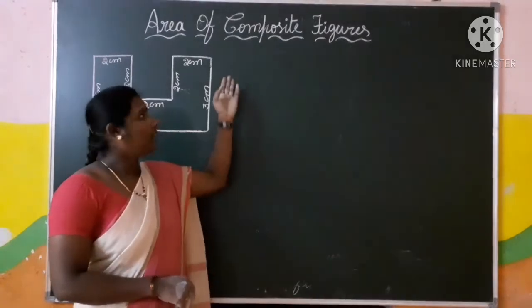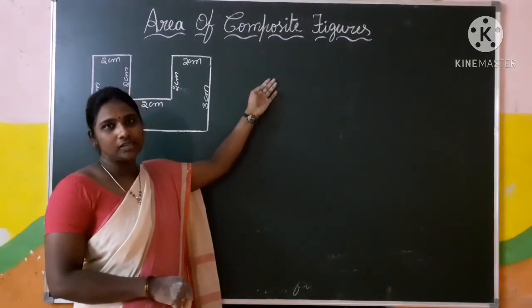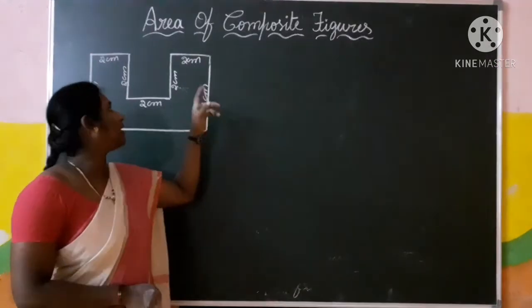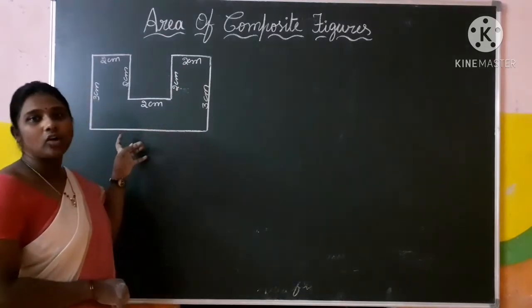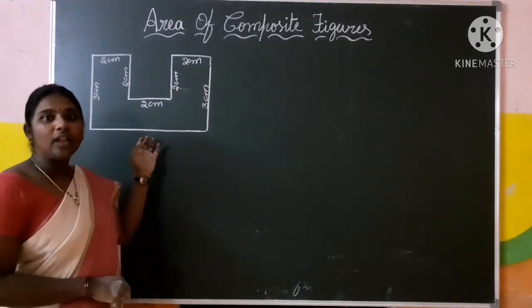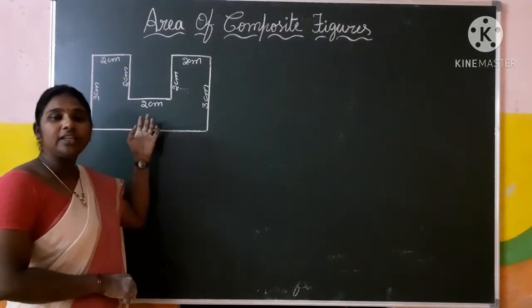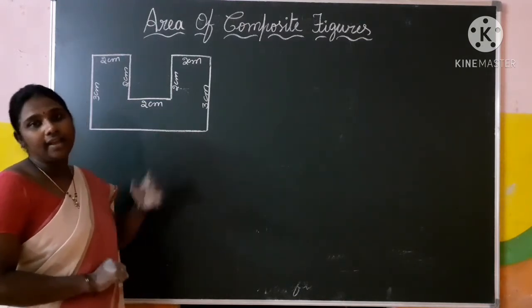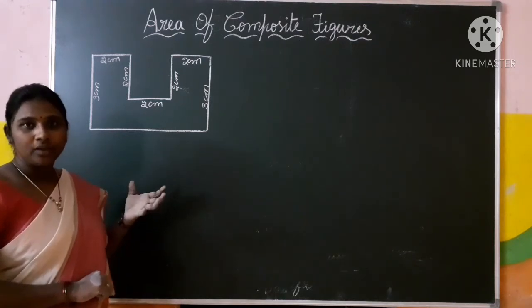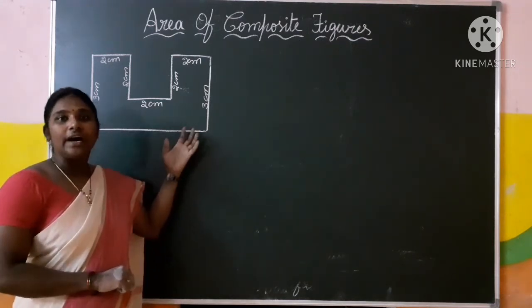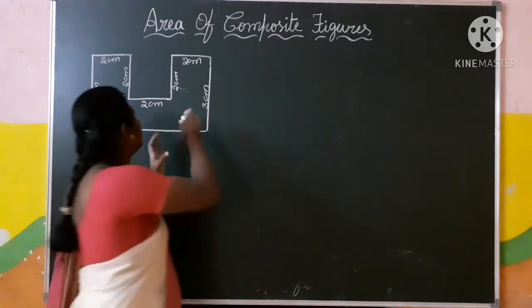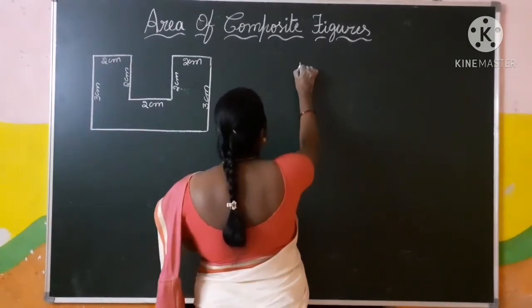Next one is area of composite figures. These types of figures are called composite figures. While we are finding the area of these types of figures, we have to divide the figure into rectangles and squares. Now we are drawing this figure again here.